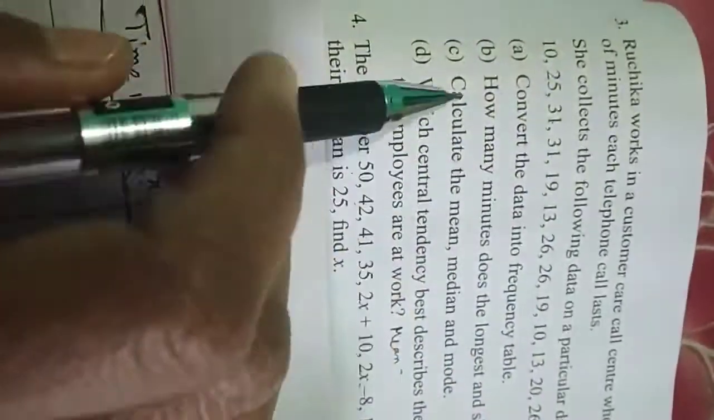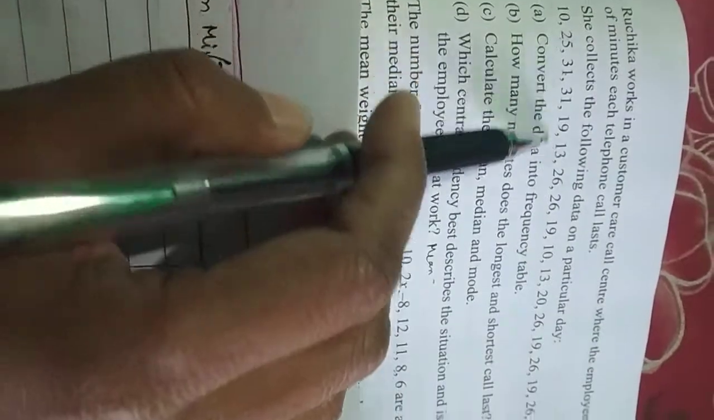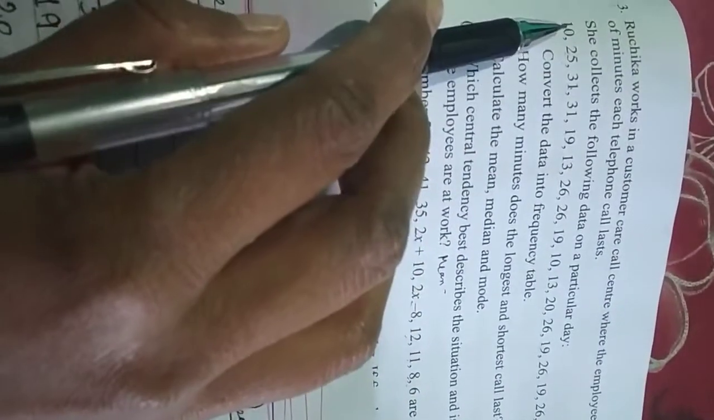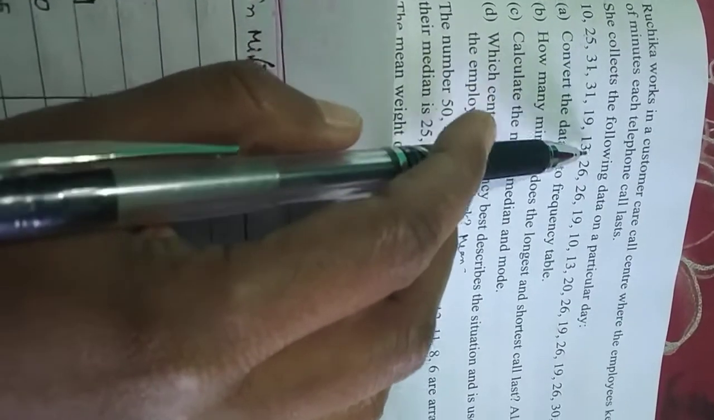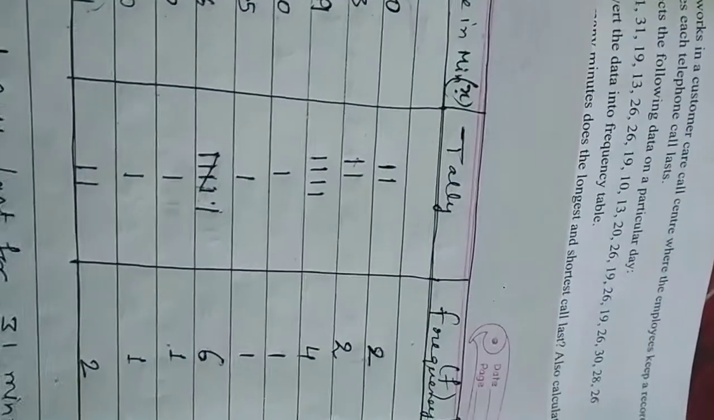Now question number C. Calculate the mean, median and mode. Yes, in this case mean you have to find. So for mean you have 2 methods. One, you will add up all these numbers and divide by the number of observations. How many numbers? 1, 2, 3, 4, 5, 6, 7, 8, 9, 10, 11, 12, 13, 14, 15, 16, 17, 18, 19, 20. So you will divide by 20, after adding up all. This is the first method. And the second method is, we have the mean formula.